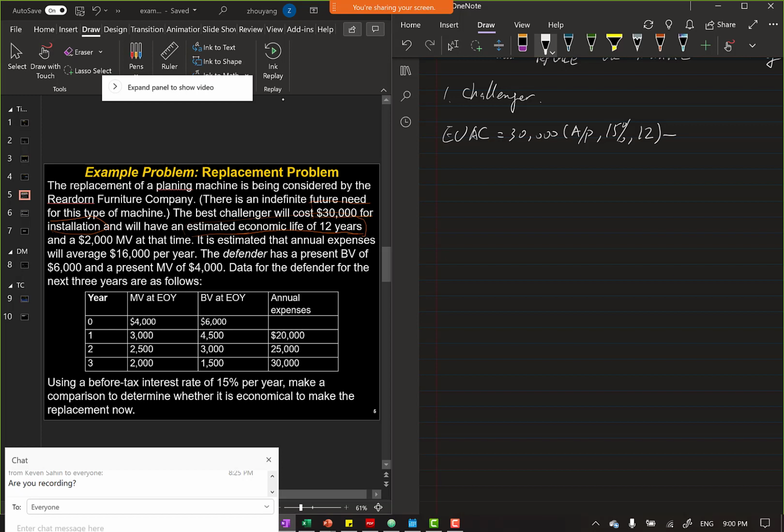And the next one, we get this market value at the end of year 12. Since we're calculating the annual worth of the cost, we subtract that one, and you convert that to the annual worth, A given F, that's the future worth. So 15% and 12 years. And then we have the annual expenses as 16,000.